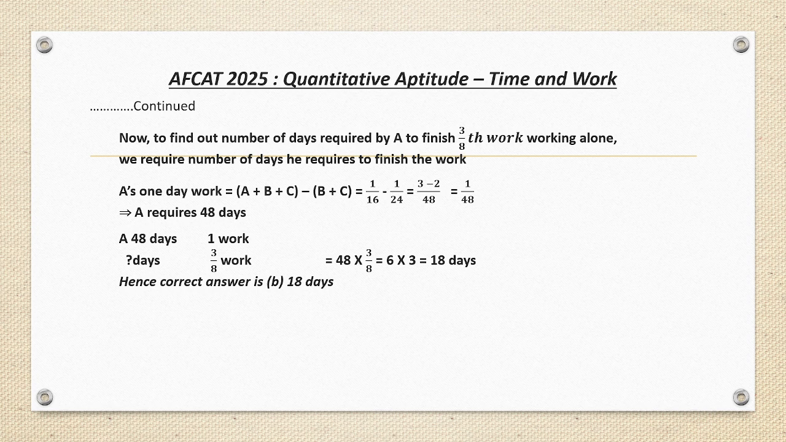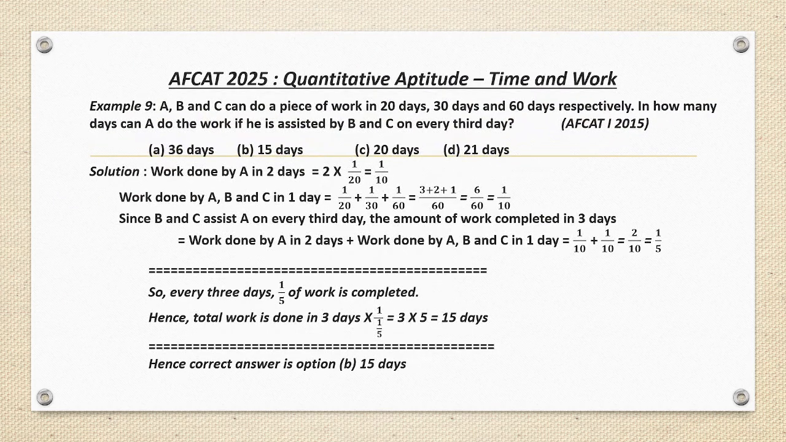Right? So if A's 1 day work is 1 by 48, that means he takes 48 days. Now, to complete one work, he takes 48 days. And to complete 3/8 work, how many days does he require? Obviously, less days. So, 48 into 3 by 8 is equal to 6 into 3, 18 days. Right? So, the correct option is 18 days, option B. I hope you understood the solution.